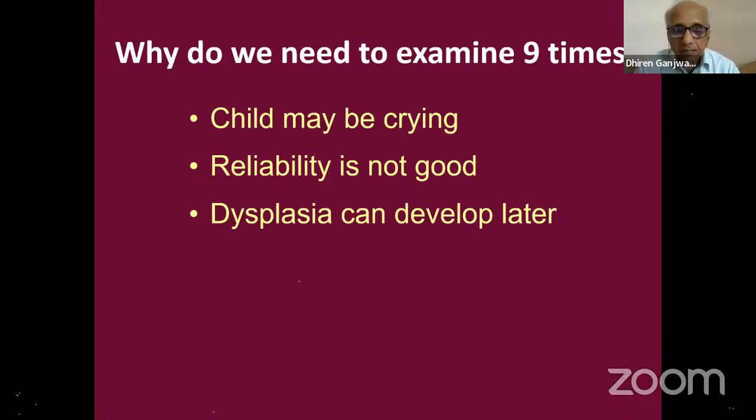And the third thing is, dysplasia can develop later on also. So initially, at the time of birth or at 6 weeks, the child may have a normal clinical examination, but it can dislocate later on. So that's another important point. And that's why it has been said that if we really want to avoid DDH, then we need to carry out examination 9 times.